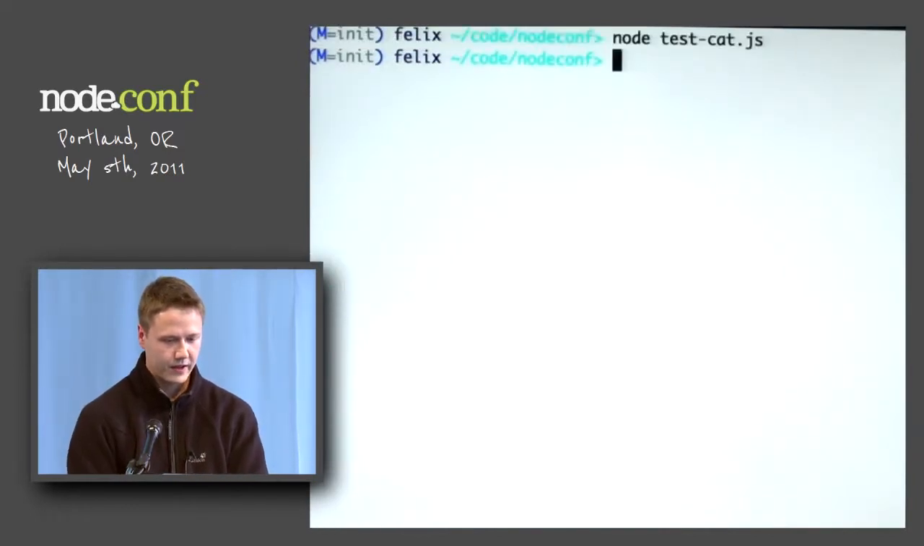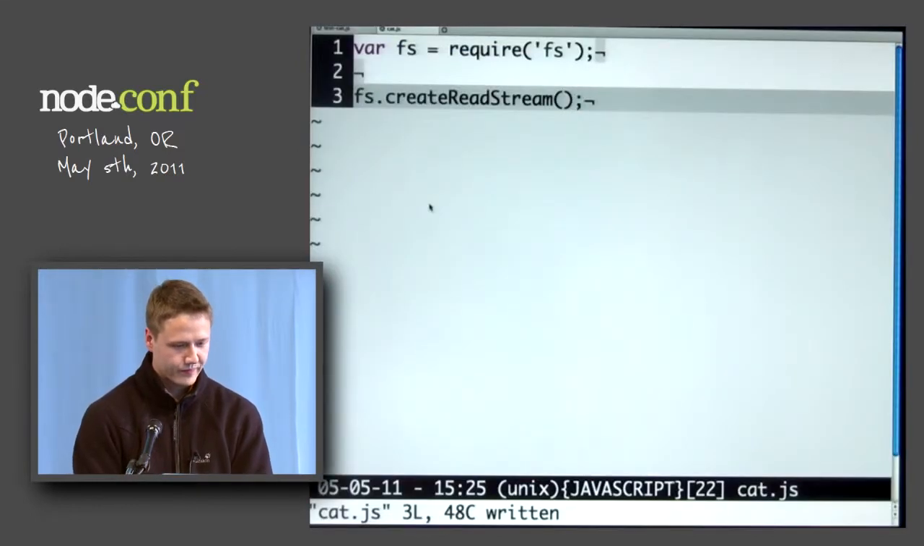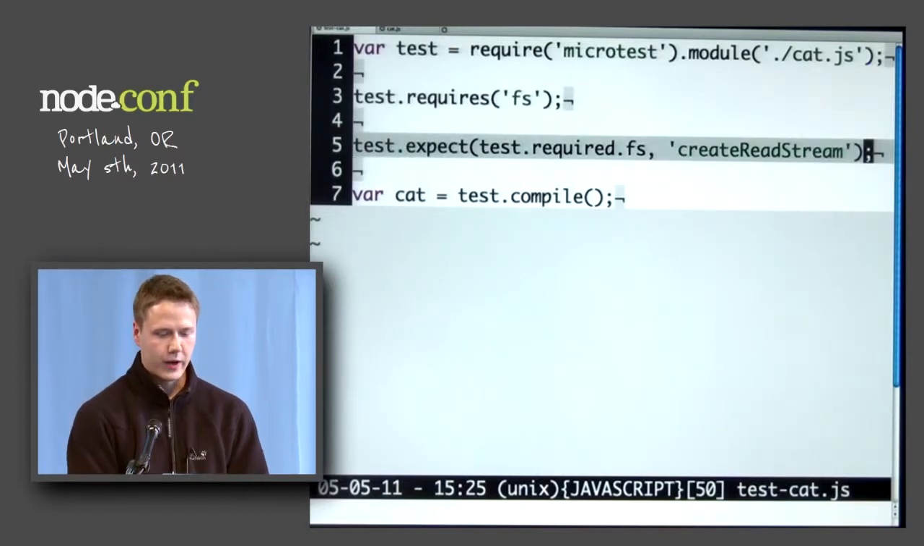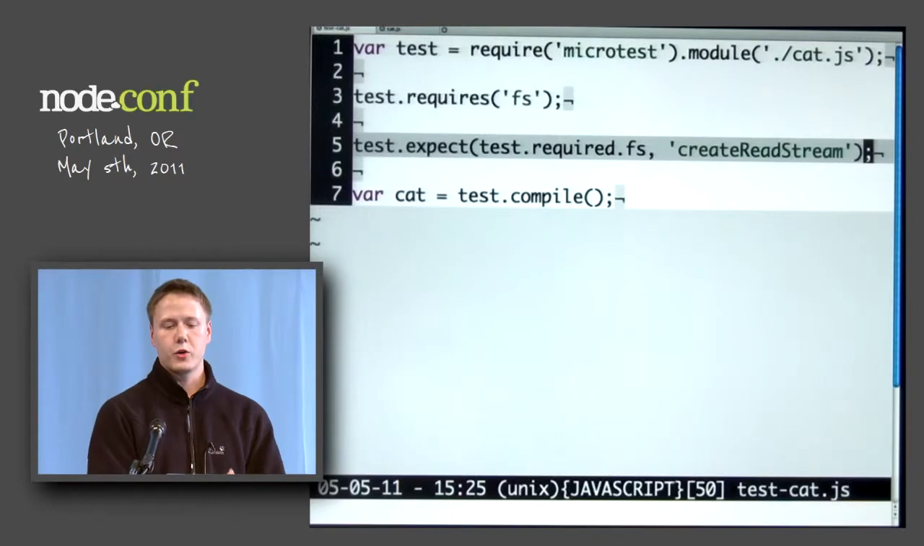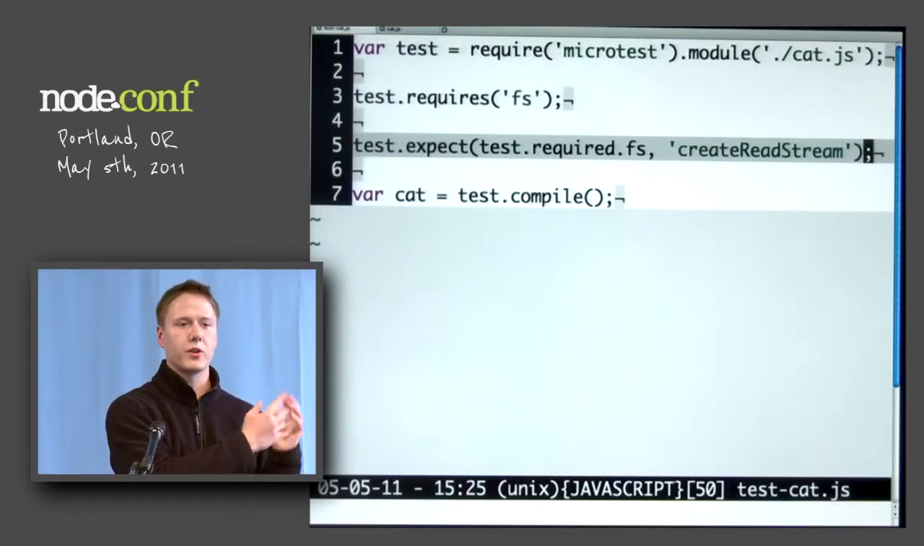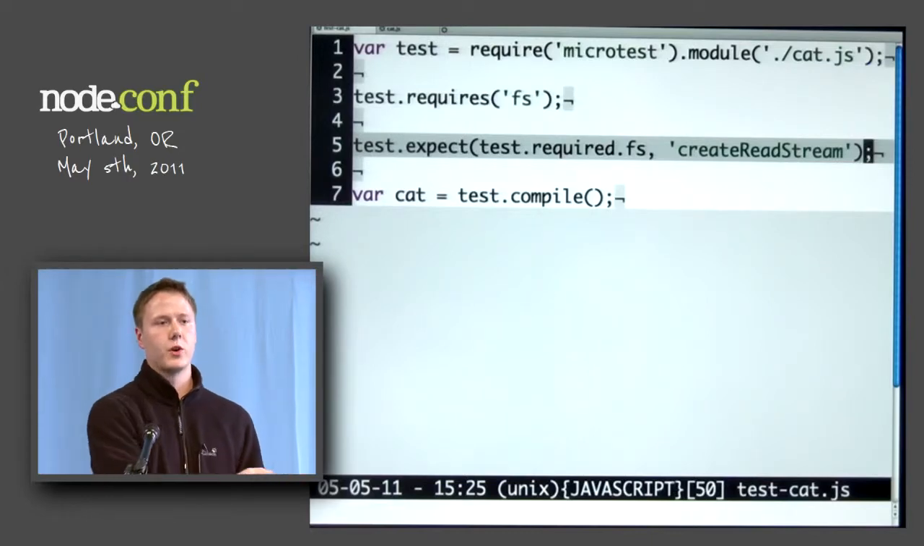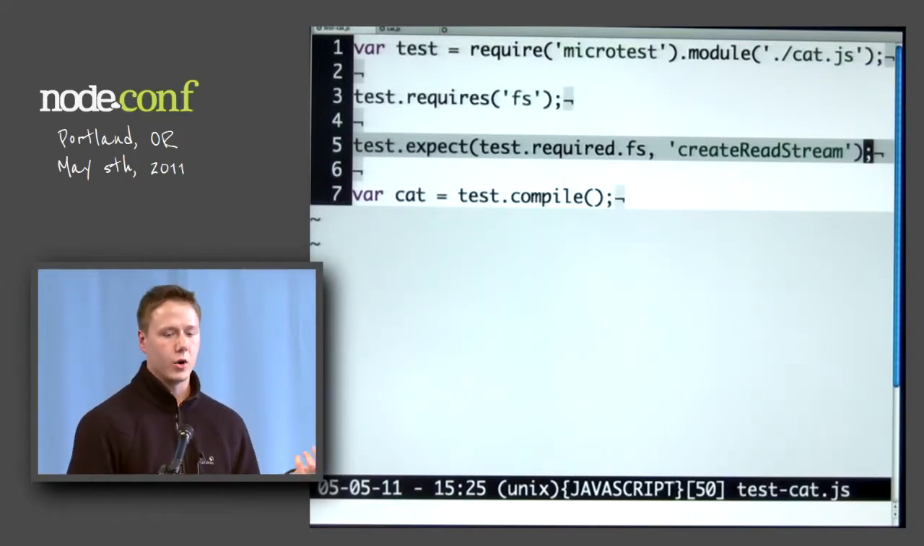Now the test is passing again. So what do we want to do next? The next thing we probably want to assert is that this create read stream call returns our injected read stream, which is not the real one. And then we want to make sure that the pipe method is being called on that.